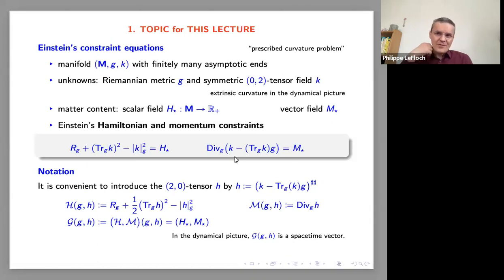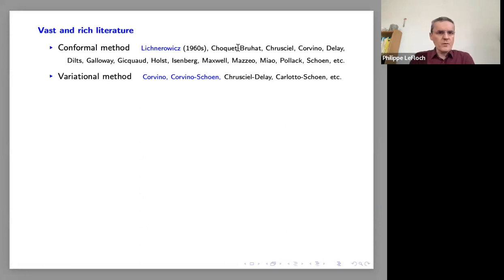Okay. So the constraints consist of a second order equation for the metric. I mean, everything is coupled, obviously, and a first order equation for the extrinsic curvature. Now, it's convenient to introduce this H by removing the trace of K from K, as written on the screen. And those are the equations we would like to study, and we would like to construct a class of solutions and parametrize solutions, as I mentioned.